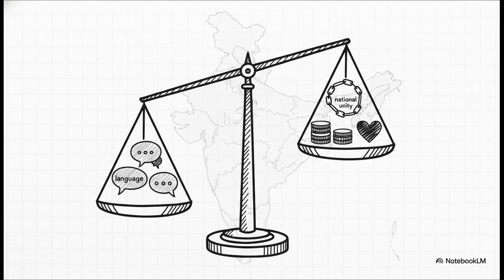The group that recommended this big overhaul, the Fazla Ali Commission, was actually pretty clever about it. They said, okay, language is important, we get it. But they rejected a simple one language, one state rule. They insisted that any changes also had to think about national unity, whether the new state could actually afford to exist, and the well-being of the people. It was this balanced approach that gave us the first modern map of India.